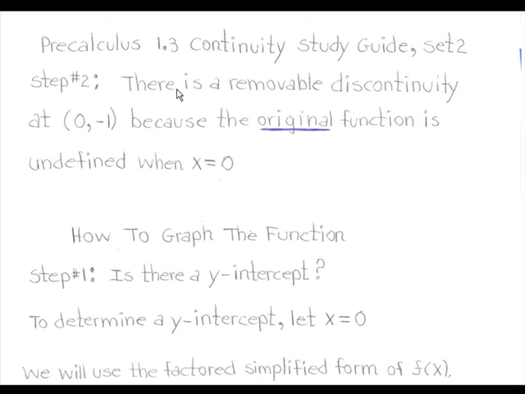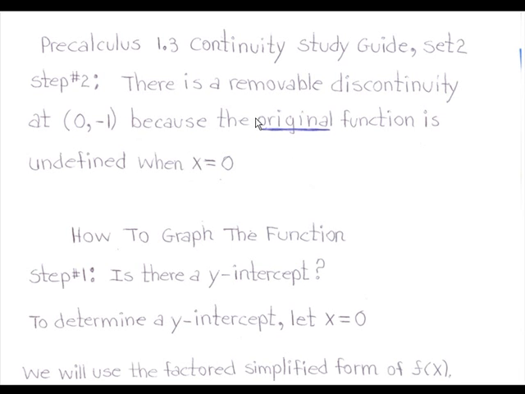We're still on step 2. This is a removable discontinuity, or there is a removable discontinuity at 0, negative 1, because the original function, and notice I have underlined here original, because the original function is undefined when x is equal to 0. So let me read that one more time. From our analysis, there is a removable discontinuity at the point 0, negative 1.